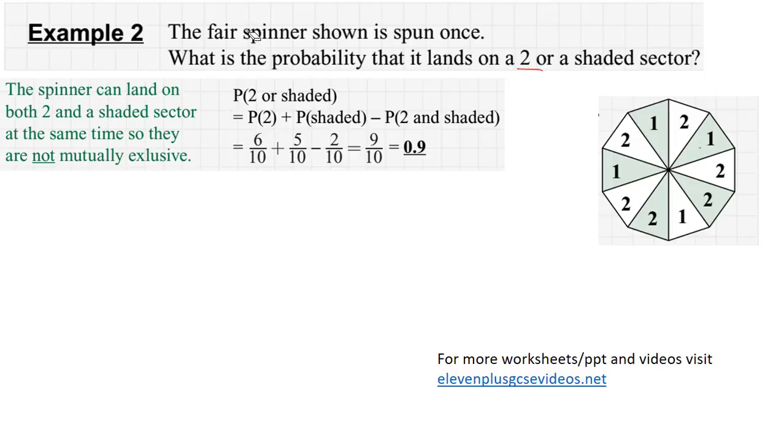Now, they say that the first spinner shown is spun once. What is the probability that it lands on a 2 or a shaded sector? Now, the spinner can land on both 2 and a shaded sector at the same time, so they are not mutually exclusive. Wow, I don't know why they said that. Because if you're spinning this, I've not looked at this earlier on, sorry about that. If you look at it, let's say for example, you're spinning this spinner.